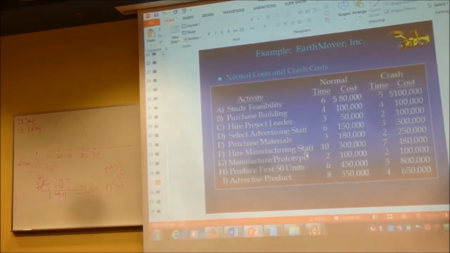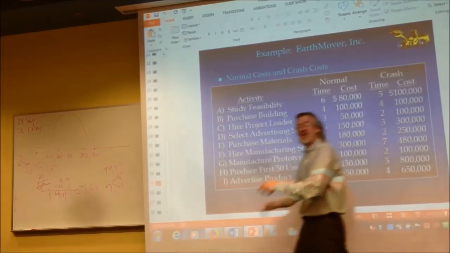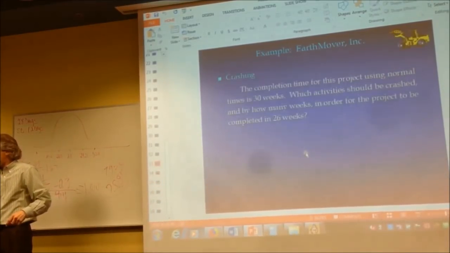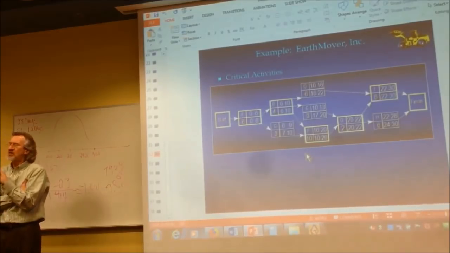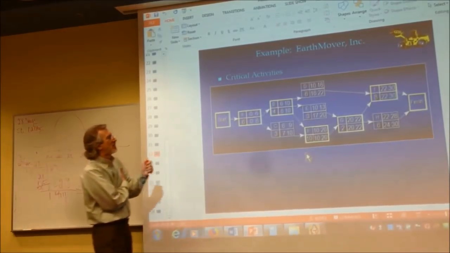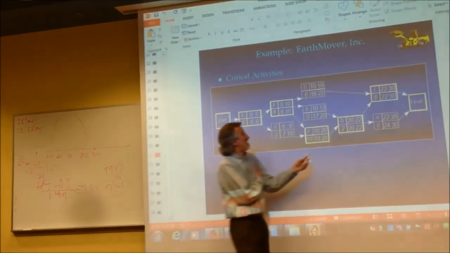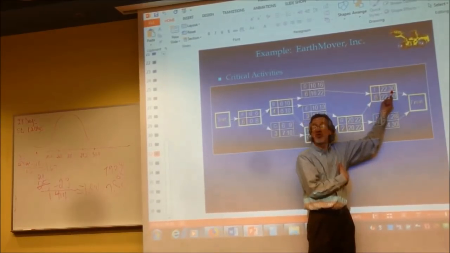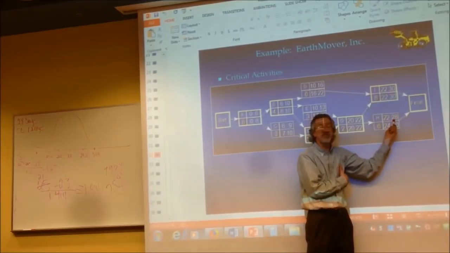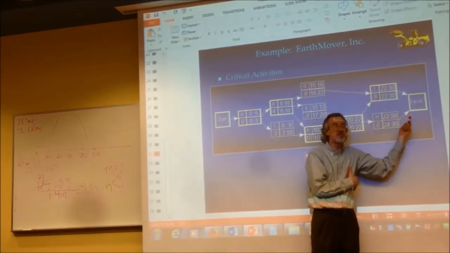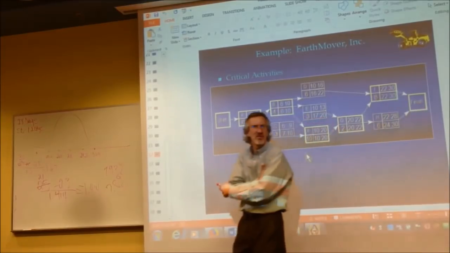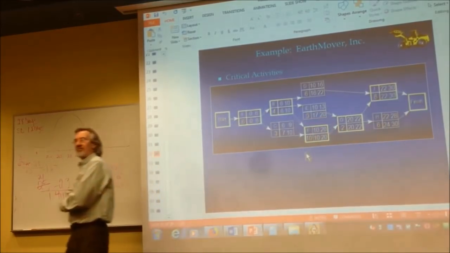And they said, how much time is this project supposed to take again? And you said, I did a forward pass, backward pass, and it's supposed to take 30 weeks, or 30 units of time. Both I and H go to the end because they don't precede anything. The earliest I can finish is 30, the earliest H can finish is 28. They both have to be done for the project to be done. This project's going to take 30 units of time, weeks in this case. That's not good enough.